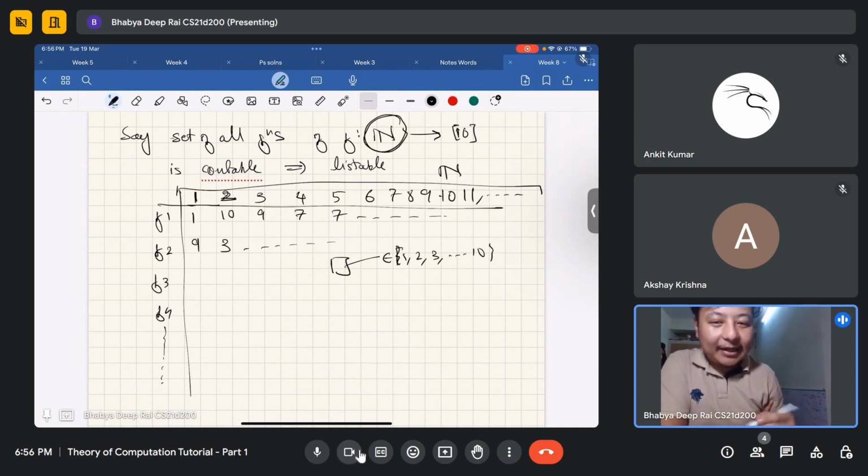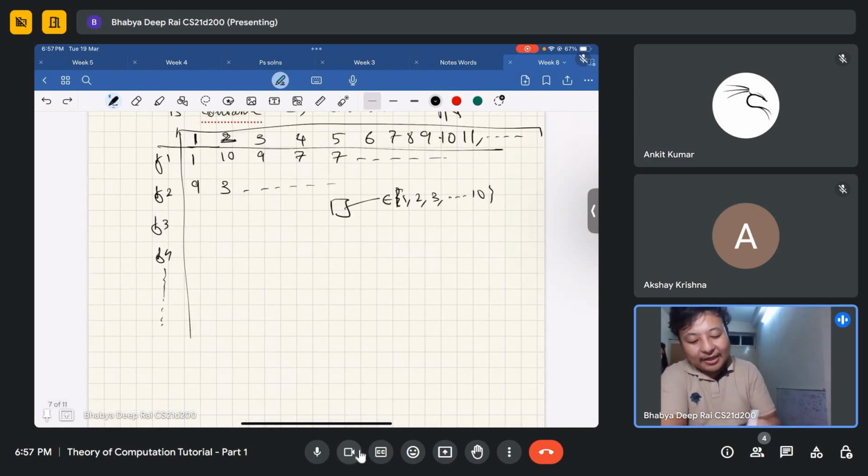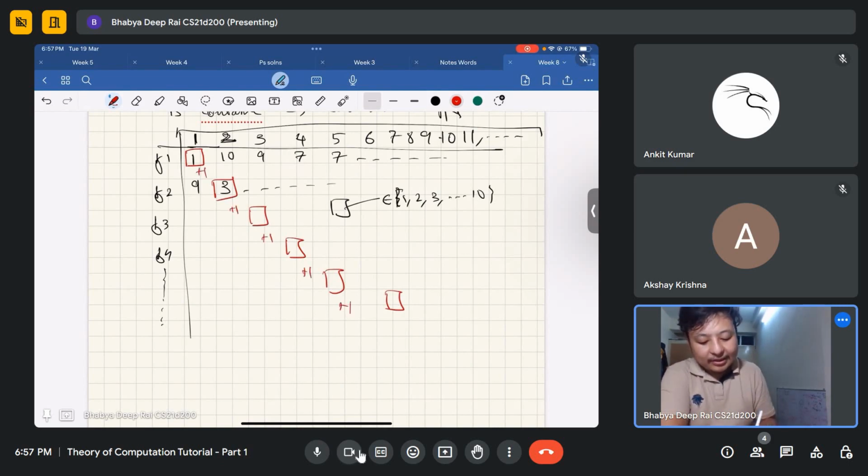F can take any input. Each of these functions can take any natural number as input. What do we simply do? We apply Cantor's diagonalization. Once again, I take the diagonal and add 1 to it. Plus 1, plus 1, plus 1, plus 1. Then I get 2, 3, something, something, something, something. And this is the behavior of a function, some f.